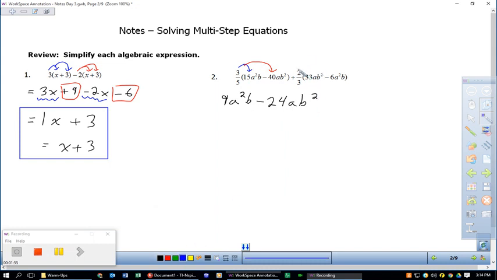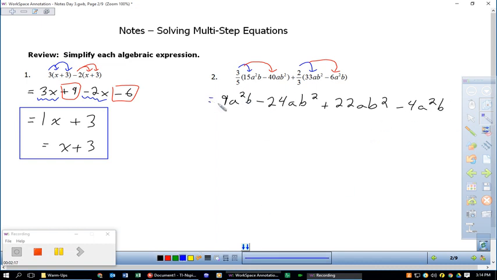All right, second half, take 2/3 times 33. That should be 22, so positive 22ab squared. 2/3 times a negative 6. That's going to be a minus 4. Minus 4a squared b, and again, leaving the variables the same.